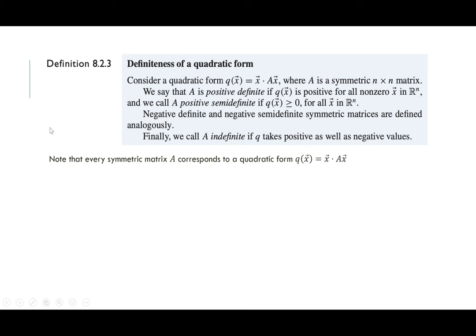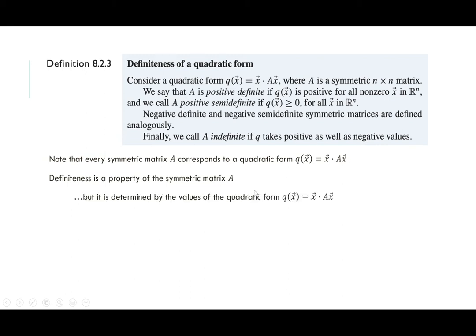So first, I just want to note that every symmetric matrix A corresponds to a quadratic form. And definiteness is a property of the matrix, but it's determined by the values of the quadratic form. So that's just something to keep in mind. Definiteness is a property of the matrix, but you determine definiteness by looking at the quadratic form. But this kind of makes sense because we have this one-to-one correspondence between quadratic forms and symmetric matrices.